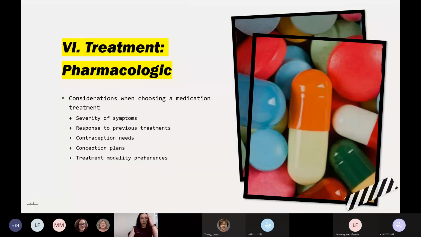Before I talk about specific medications, I'll go over some considerations that we should have when we're choosing from the various medication options. We should definitely be looking at severity of symptoms. Can we get away with more of the behavioral or psychologic treatments before going to a pharmacological treatment? Response to any previous treatments is important to consider. So contraceptive needs: is your patient wanting contraception? That might point you to a certain class of medications. Or on the converse side, are they planning to conceive in the near future? That might dictate which medication route you're going to go. And then things like treatment modality preferences. Do they prefer to be on medication for a shorter period of time? Do they want injections versus pills, things like that.